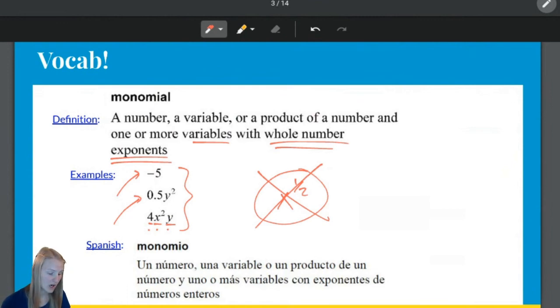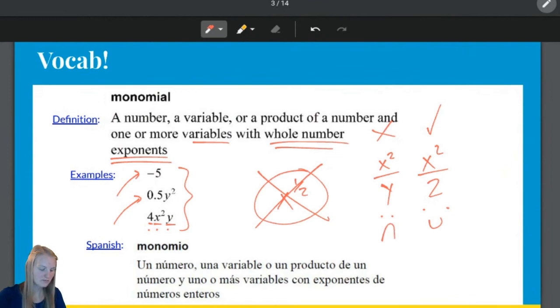Now you cannot have a variable in the denominator. This is not a monomial. Now if you have a number in the denominator, that's okay. This is okay. This is not. This is good. This is bad. So you cannot have a variable in the denominator, and you cannot have a fraction in your exponent. But otherwise, as long as everything is touching, doesn't matter if it's just a number, doesn't matter if it has variables, it is a monomial.